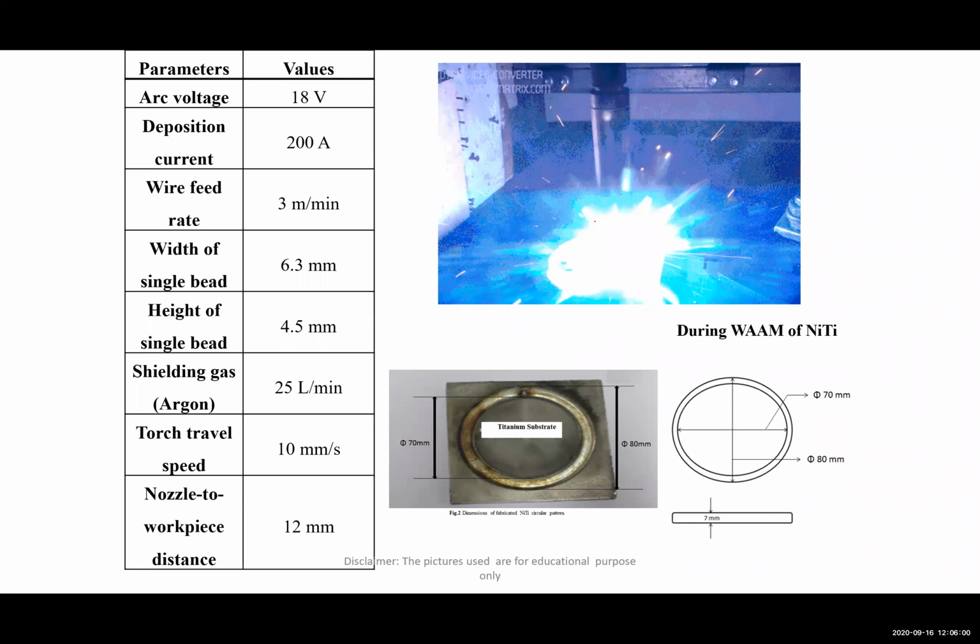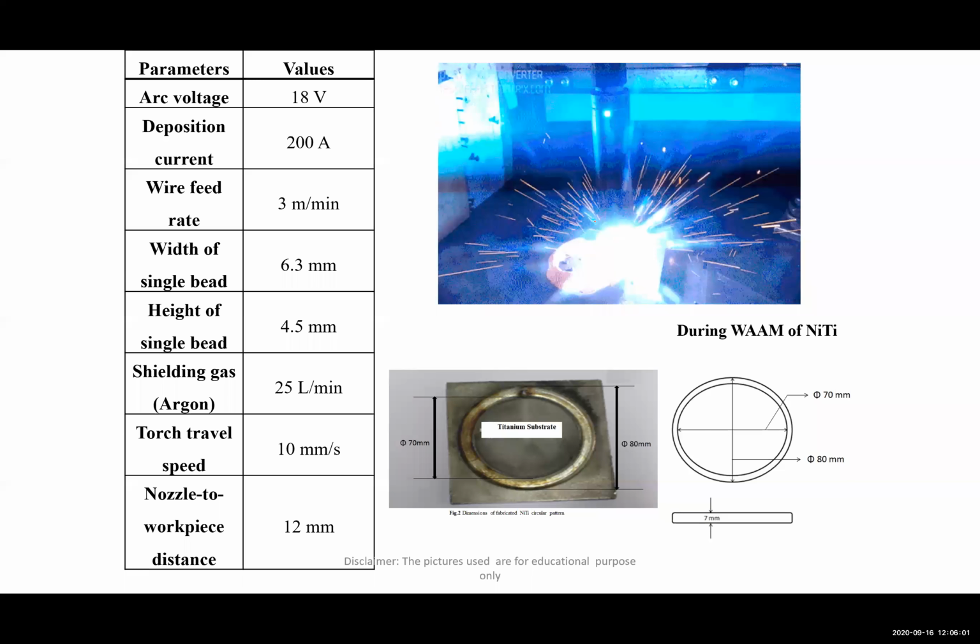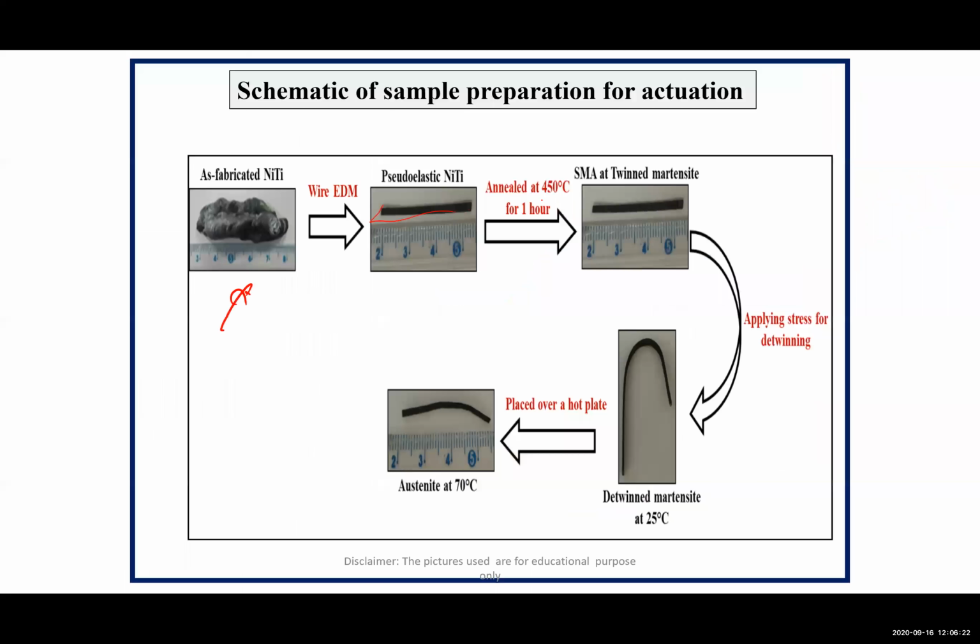We have dedicated this machine basically for printing nickel titanium structures, and that is how we have been working on it. Our major concern was towards actuation behavior. This is our mass fabricated NiTi structure. Using a wire EDM, we made a small pseudo-elastic NiTi sample. We annealed it for around 1 hour so that you get SMA twinned martensite. From the twinned martensite, we trained it in such a way that you get a V-twinned martensite.